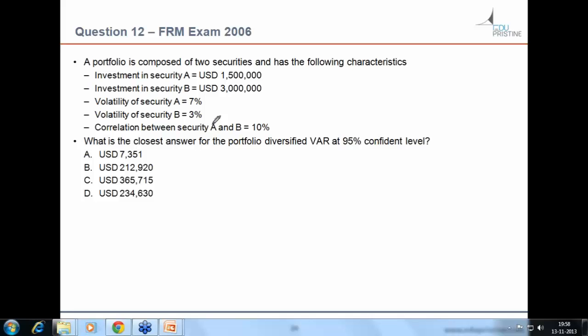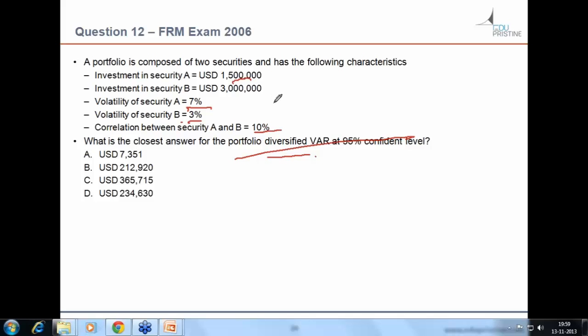Okay, you see there is a portfolio that is composed of two securities and has the following characteristics. Investment in security A is 15,000. Okay, investment in security B is 30,000, and we are given the volatility for both the securities and the correlation. Now what we need to do is calculate the VAR of the portfolio. How do we calculate the VAR of the portfolio?